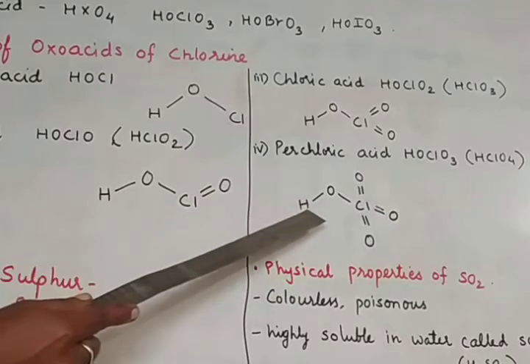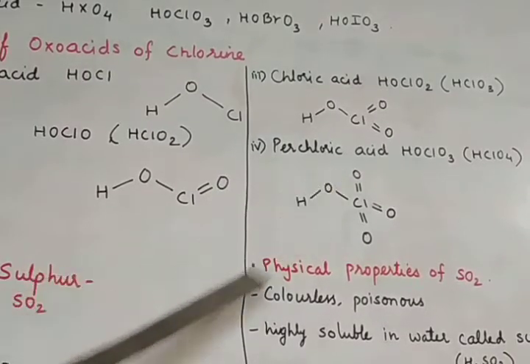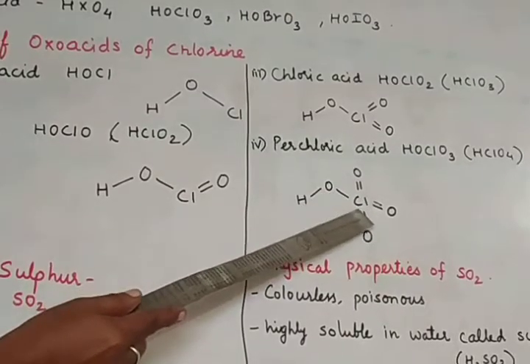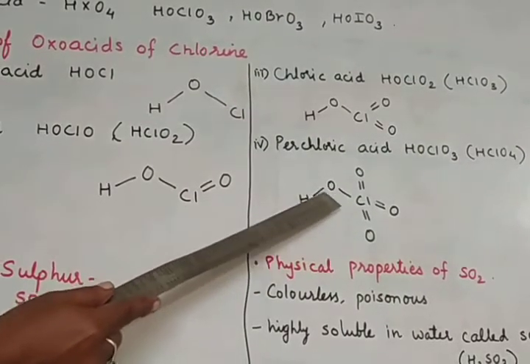Fourth is perchloric acid. Again one more oxygen is increased. The formula becomes HClO4. So again, I said HOCl, this part is common. This angular structure is common.